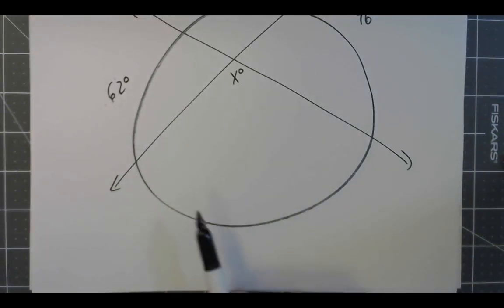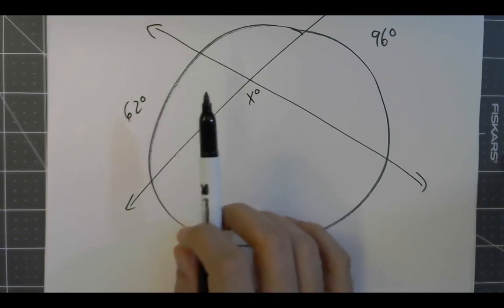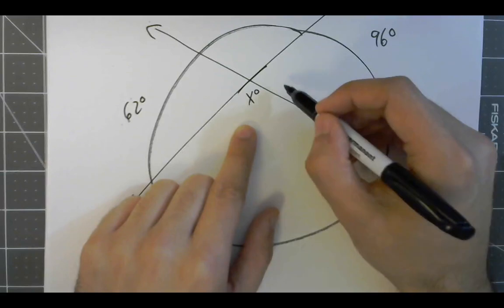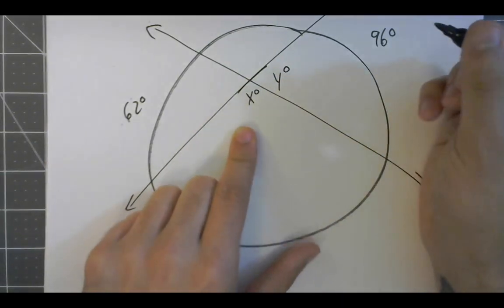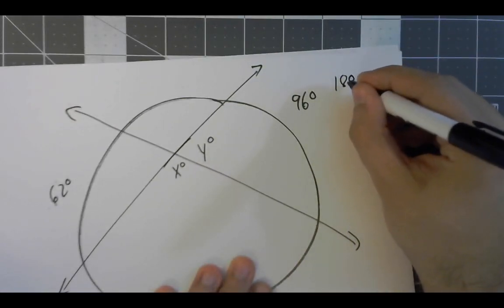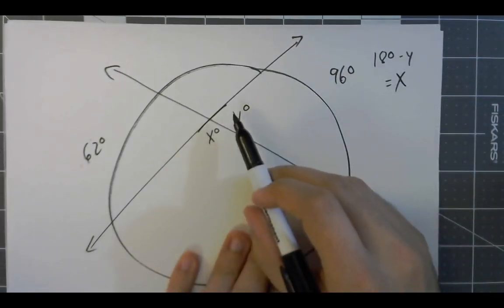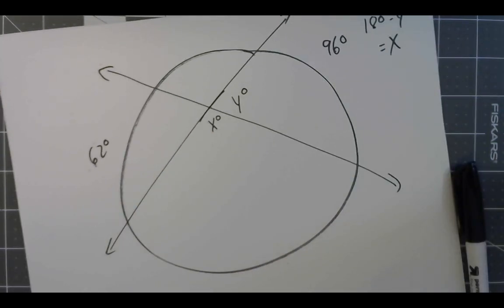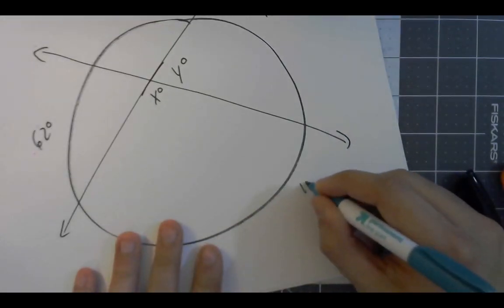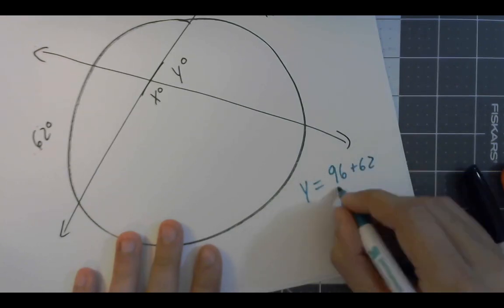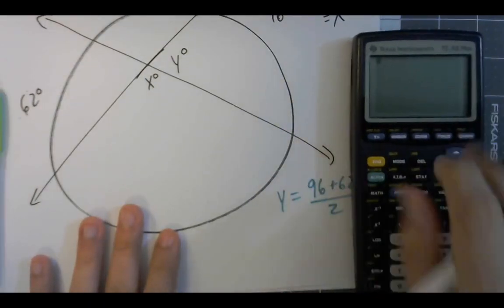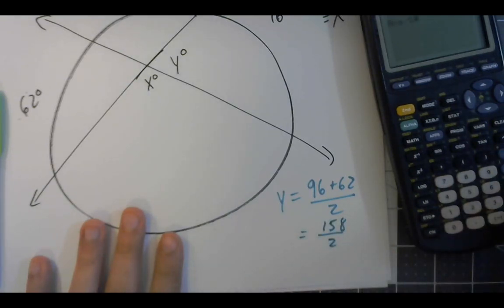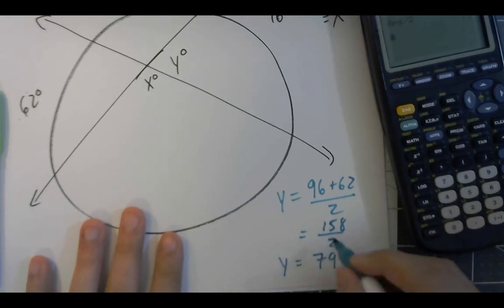Well, if I wanted to find this, I can know that if I find this, either one of these, they should be the same thing, that it's going to be the complement to this. It's a linear pair. So let's call this y. I know later on, if I have 180 and I take away y, I'll find x. So if I can find y, I know x will be pretty easy. So y is going to be the average of 96 and 62. 96 and 62. 158 divided by 2. Y is going to be 79 degrees.